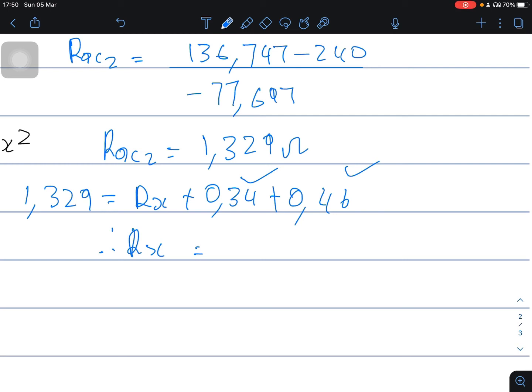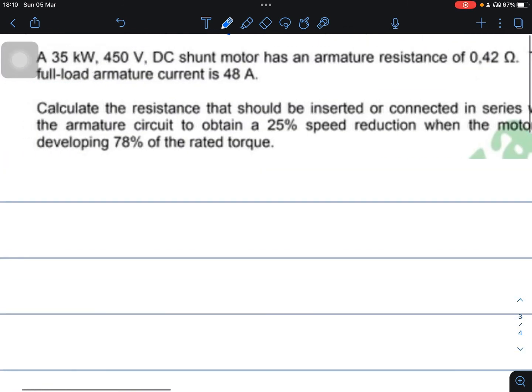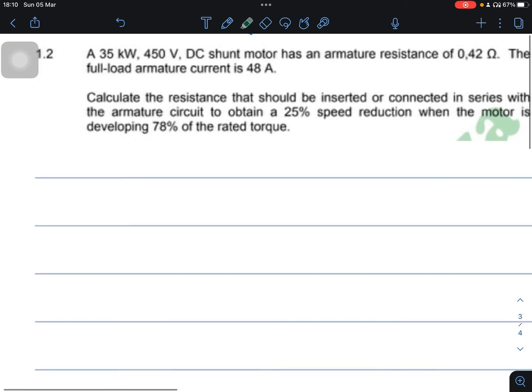Which is going to be 0.529 ohms. That's it with this question. Guys, this is the last question that I gave you as homework. Let us read the question again.